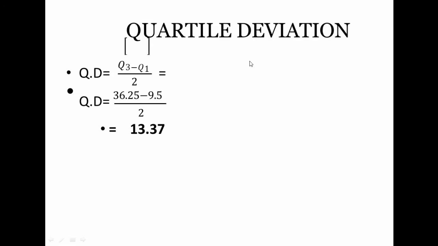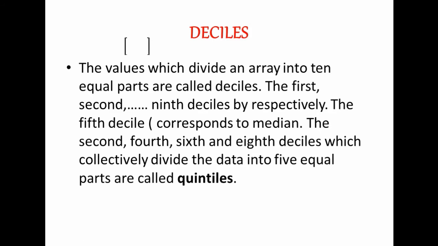Now the quartile deviation: Q3 minus Q1 divided by 2. The Q3 value is 36.25 and the Q1 value is 9.5, divided by 2, which is equal to 13.75.